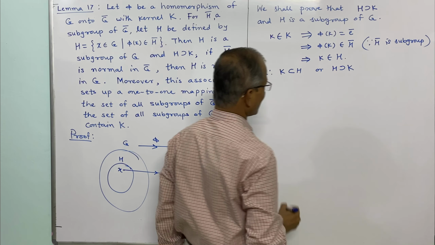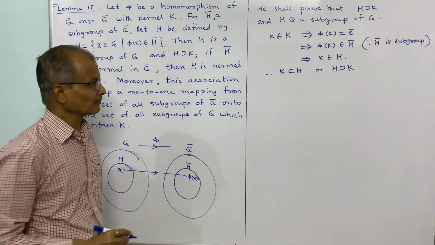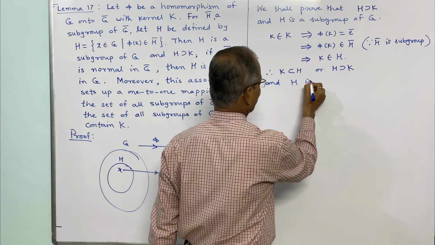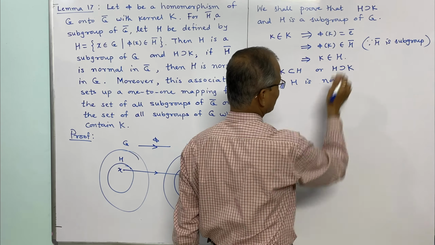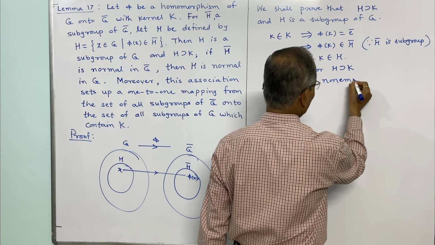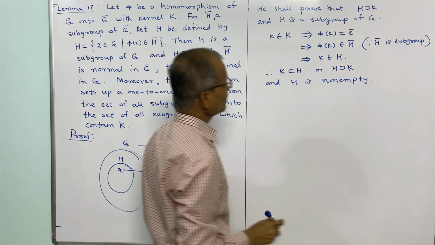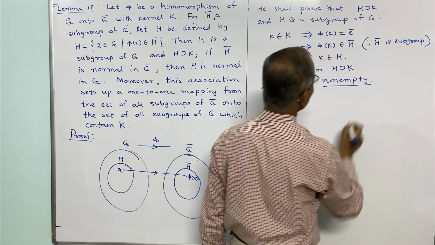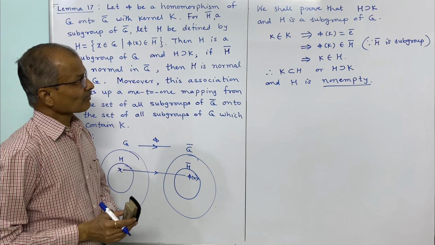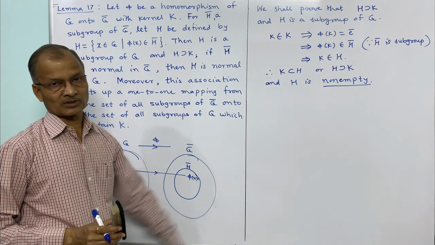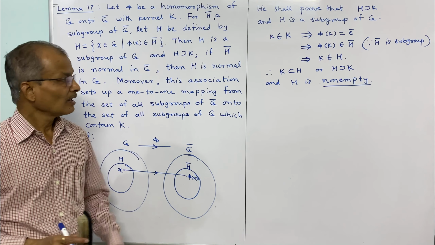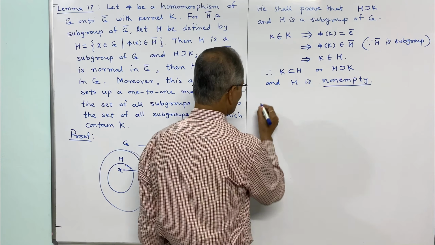And also H is non-empty, because k is an element in H. Now to prove subgroup, we have to prove two more properties by the lemma on subgroup. That means H is closed and H contains the inverse of every element. We now consider H is closed.